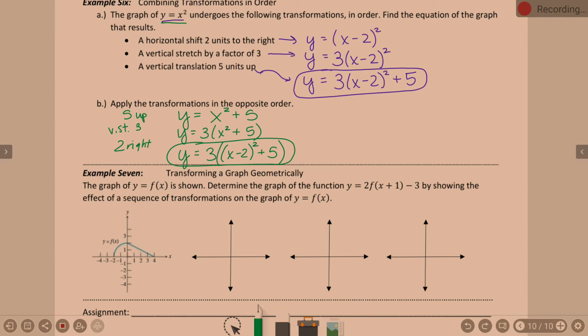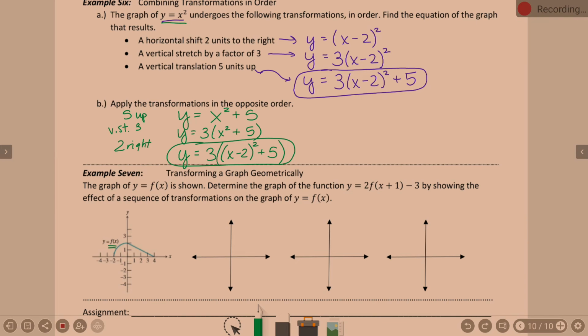The graph of y equals f of x is shown. Determine the graph of the function y equals 2 f of x plus 1 minus 3 by showing the effect of a sequence of transformations on the graph of y equals f of x. So f of x is this graph right here. Okay, that's f of x.